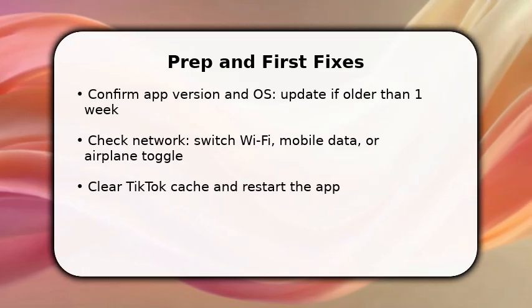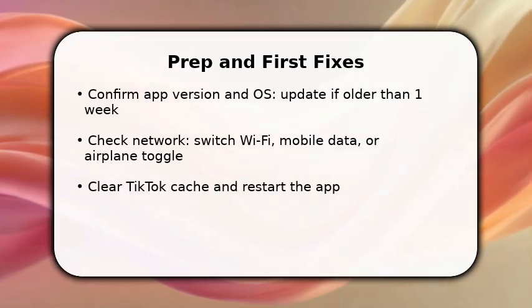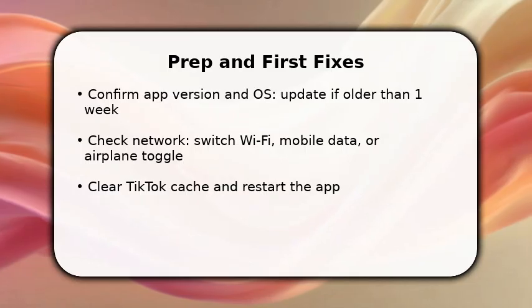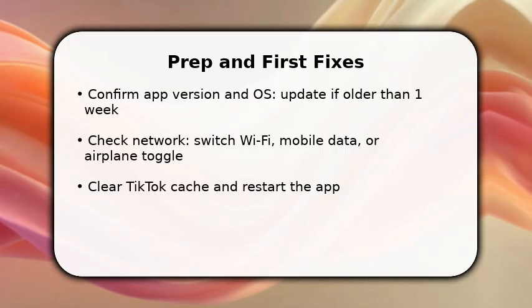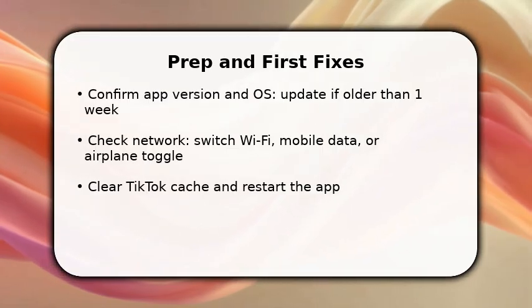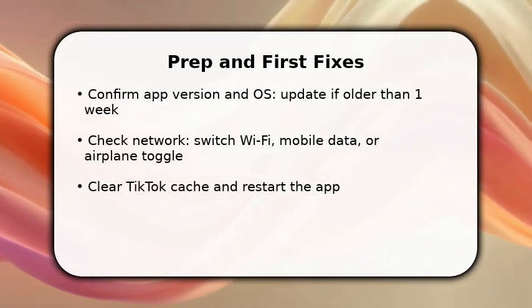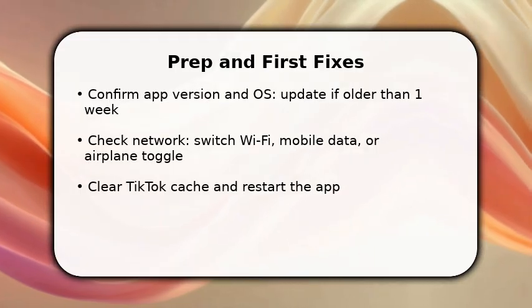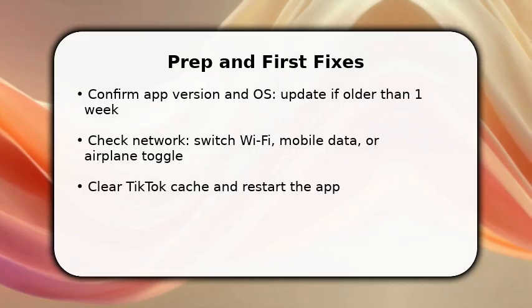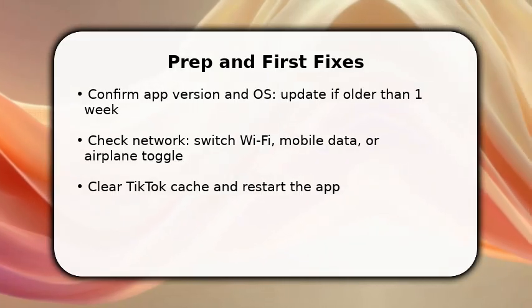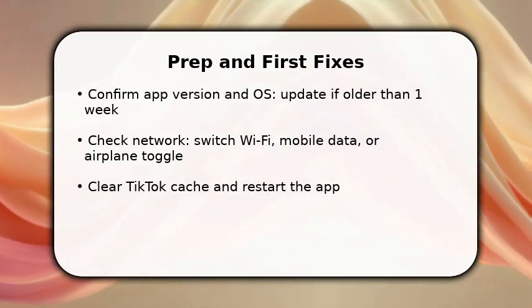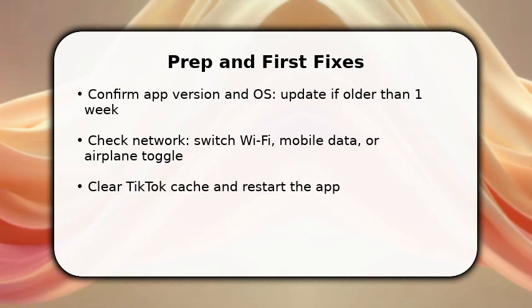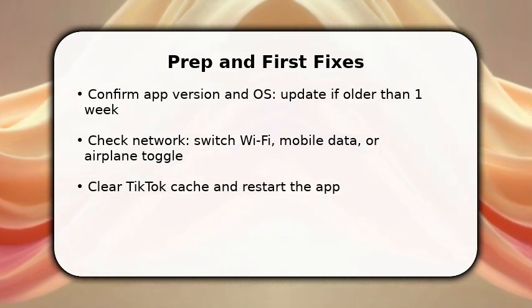Enjoy the video. You start by verifying two essentials: app version and network. Update TikTok if it's out of date, because search bugs are often fixed in updates. Once done, switch networks, move from Wi-Fi to mobile data or toggle airplane mode to renew connections, which clears transient DNS issues. Then clear TikTok's cache from settings. This removes stale search indexes and temporary data. Make sure to restart the app after clearing cache, so the client rebuilds local data before you proceed.